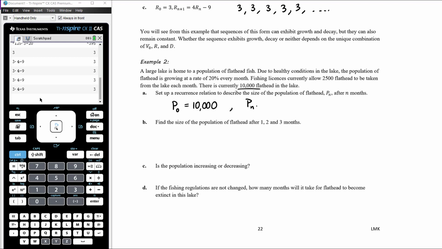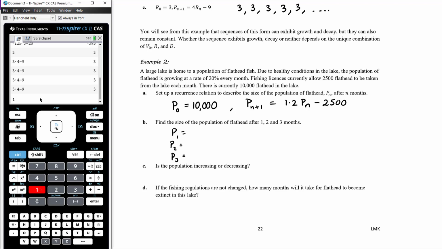Then to get Pn plus 1, we increase it by 20%, so we're going to do 1.2 times Pn. But then 2,500 flathead fish are also removed from the lake because of fishing. Every month we increase the population by 20%, that's just the growth, they're breeding, and then we fish out 2,500. So that's what's going to happen from month to month, an increase of 20% and then subtracting 2,500, and we start from 10,000. Now find the size of the population of flathead after 1, 2, and 3 months. So we're going to work out P1, P2, and P3.